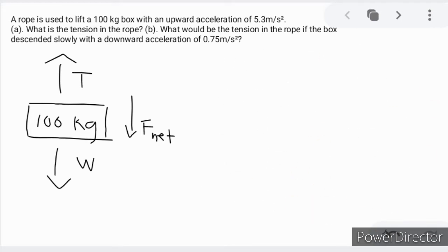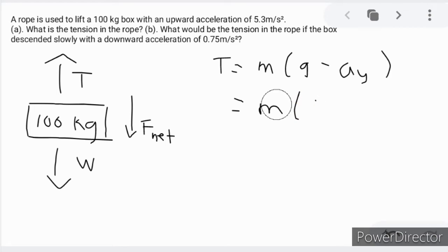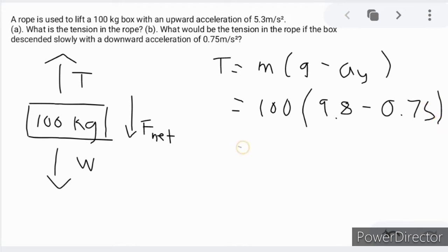Now after knowing the equation, we can go to substitution. So we have tension is equal to mass times the quantity of gravity. Since it is in downward motion, we have negative ay, or minus ay. So we can now substitute the values: mass is 100 kilogram, times gravity, which is 9.8 meter per second square, minus this time 0.75 meter per second square.